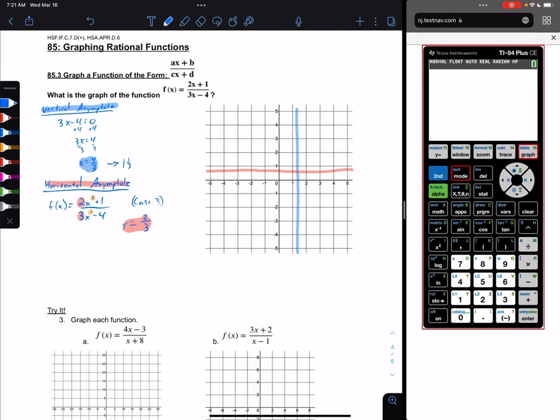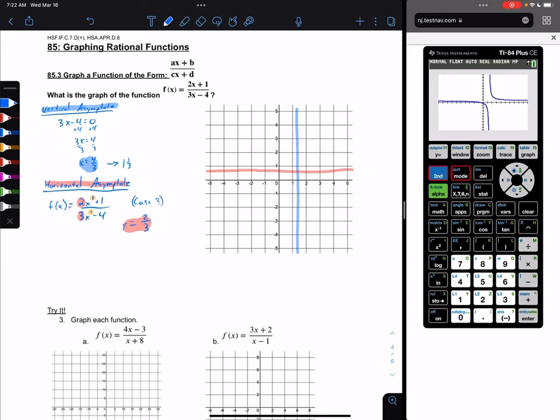So I'm going to use my graphing calculator to come up with some points. My numerator is 2x plus 1. Make sure that goes in parentheses. And then we're going to divide. Again, use parentheses, 3x minus 4. And then if I hit graph, well, let's fix the zoom here. If I hit graph, I do get a graph with a vertical and horizontal asymptote that looks similar to what I have. So now I'm just going to come up with some points.